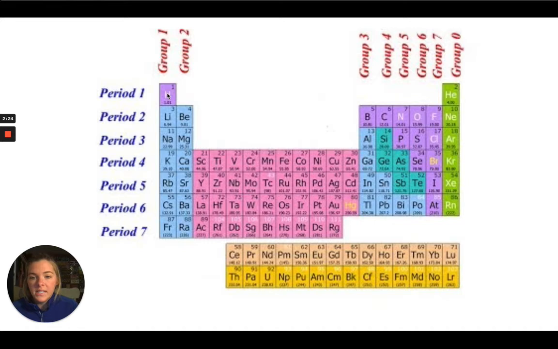Group 1 goes down and starts with hydrogen to lithium to sodium, potassium, rubidium, cesium, and francium. Okay, and group 2 is the next one. Notice we skip this middle block. We're going to come back to that in a little bit, but group 3 then is over here, followed by 4, 5, 6, 7, and group 0. Okay, this is called group 0 because they technically have 0 valence electrons because they have a full outer shell, which is going to be important to know.